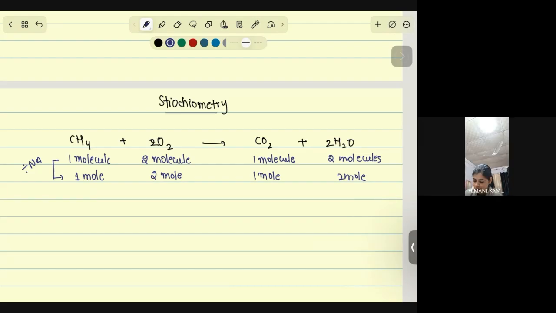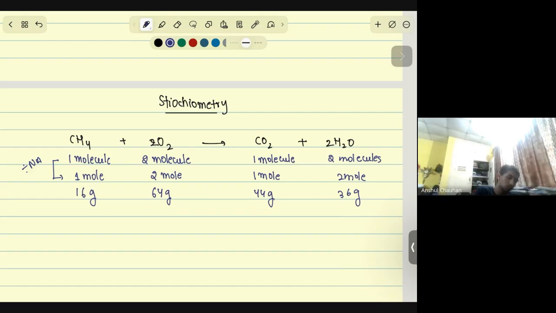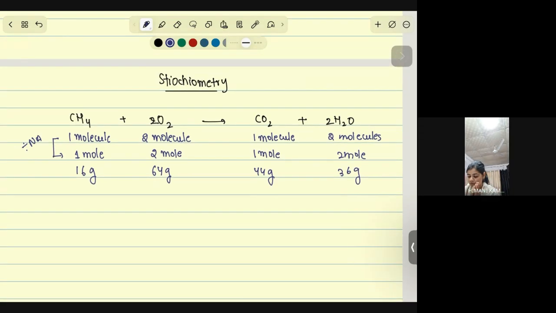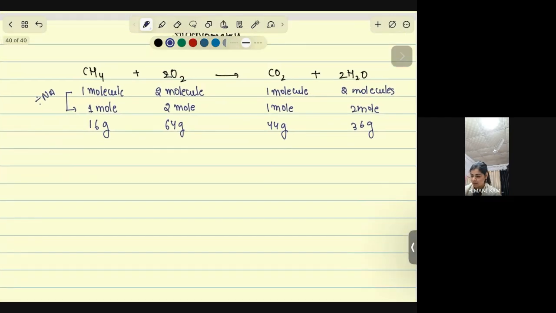The weight of 1 mole of methane gas you can calculate: 16. So we can say that 16 gram of methane gas is reacting with 64 gram of oxygen, giving us 44 gram of CO2 and 36 gram of H2O. Is it clear to you how I have written this? Okay. These are the things we can write just by seeing the equation. And now I will give you one trick for doing the questions related to it.